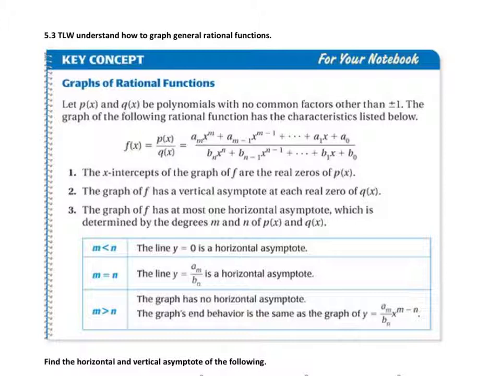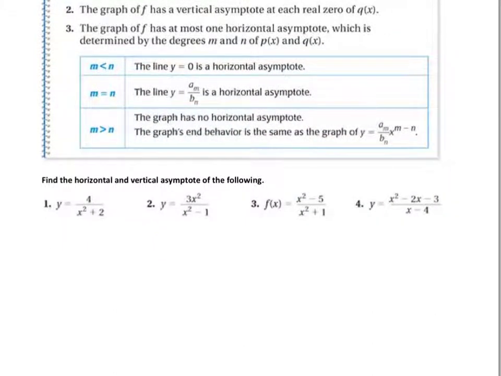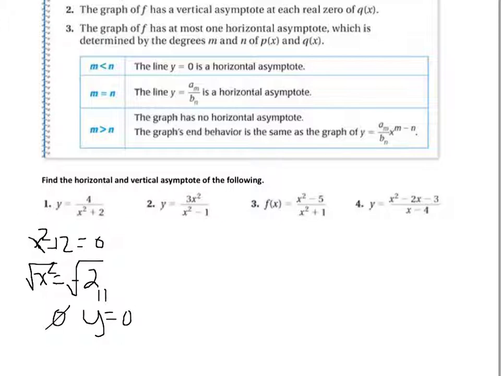So, let's take a look. Find the horizontal and vertical asymptotes. Okay, so the vertical, set the denominator equal to 0, solve. Can I square a negative number? No, so there are no verticals. And see how the top is 0 and the bottom is 2, so the degree is higher in the bottom. So the horizontal is y equals 0. There are no vertical.